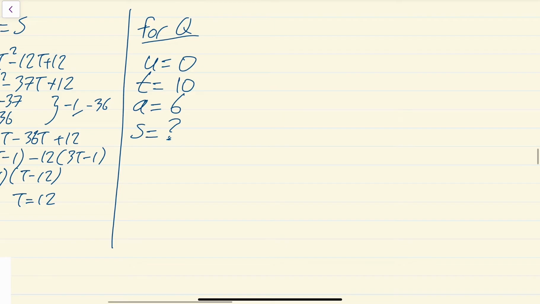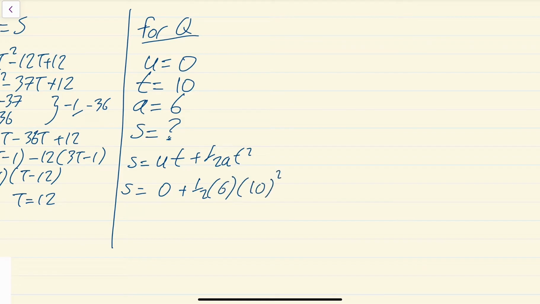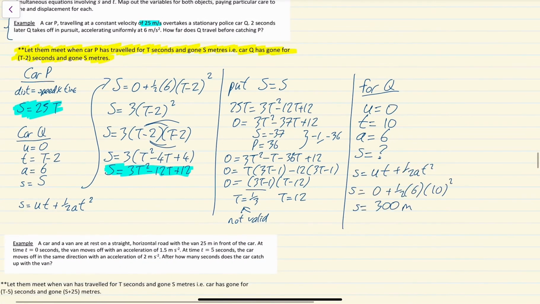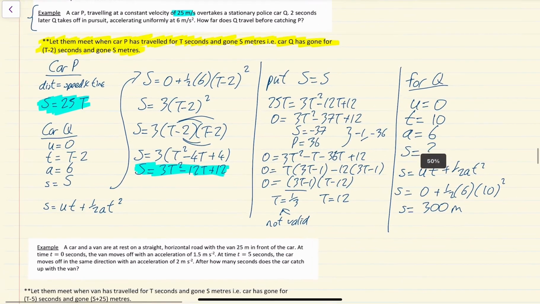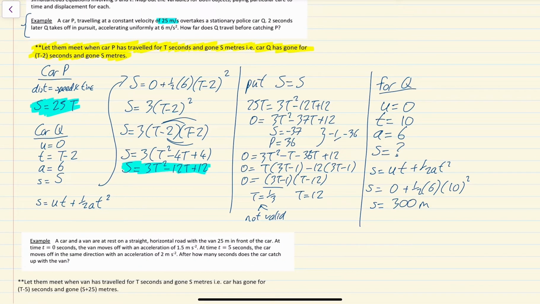So we've got all this now. You can say your s is equal to ut plus a half at squared. So s works out to be 0, plus a half times 6 times 10 squared. Fire that into your calculator, you'll get 300 meters. So not bad by the police, 300 meters it took them just to get caught up with whoever they were chasing.